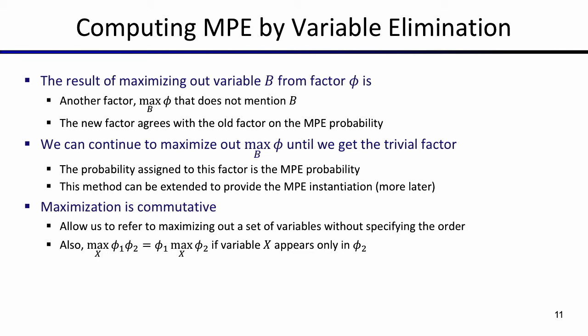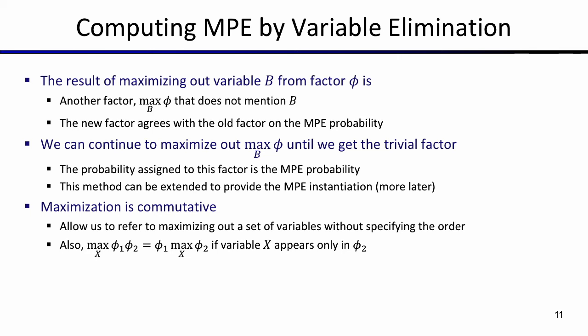And that is going to be slightly different from what we used to do when we were starting to work with variable elimination for inference, because there we eliminate all the variables that are not query variables. Now here, we're going to maximize out all the variables until we get a trivial factor. You're going to see that this process will give us the MPE probability, but we also extended this approach to give us the MPE instantiation. So it's going to give us the complete answer, probability and also instantiation.